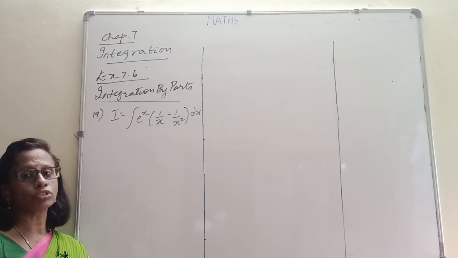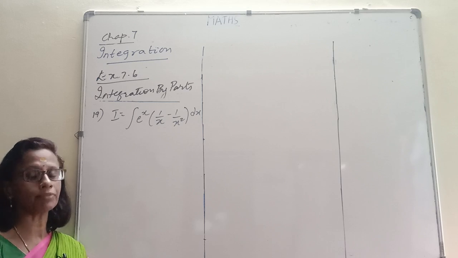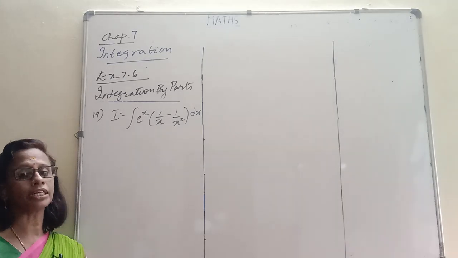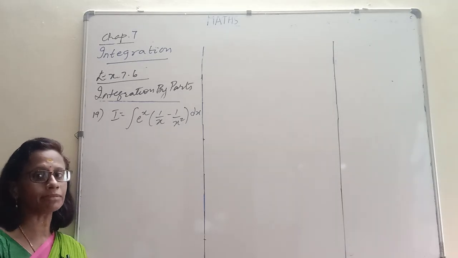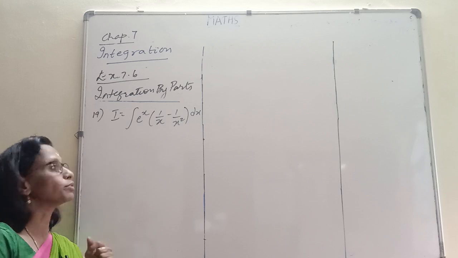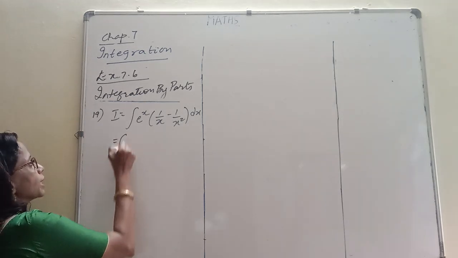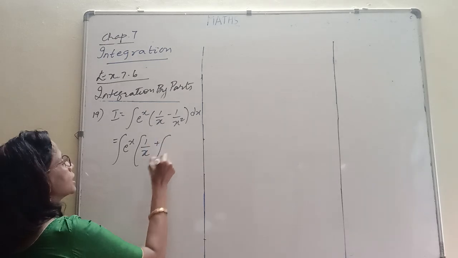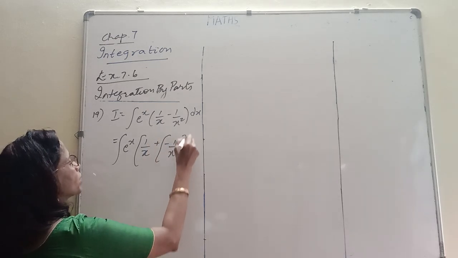In fact, we use a formula: e^x times (f(x) + f'(x)). Whenever you have expressions of that kind, we know that the integral comes out to e^x times f(x). So that's the idea that we are going to use here. This is of the type e^x times (1/x − 1/x²) dx.